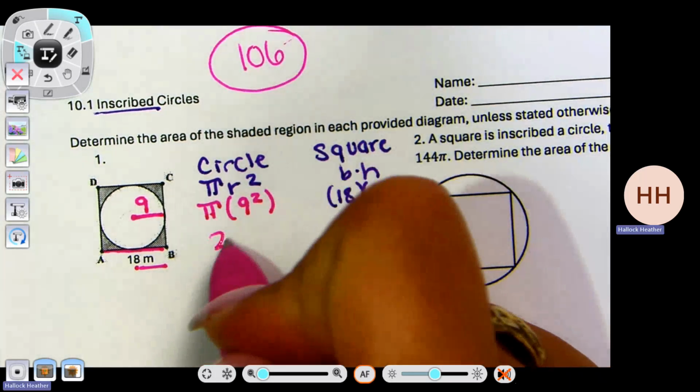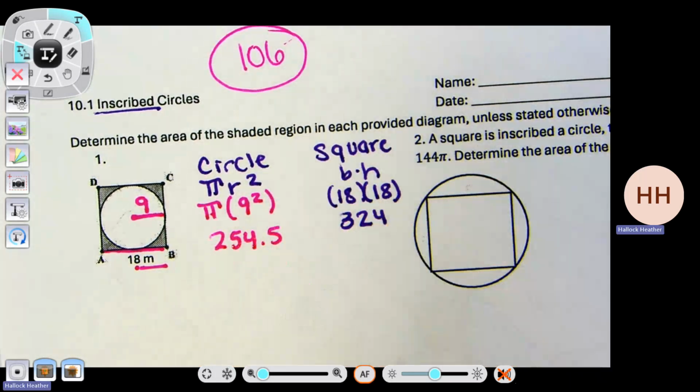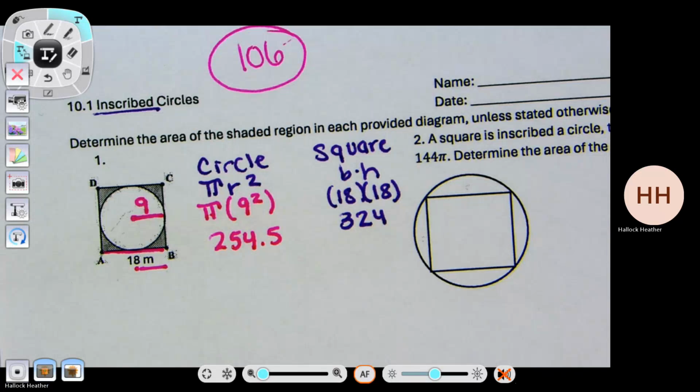So I get like 254.5. And then what are we going to do with these? I just don't want to lose them. There's a lot going on on my desk.